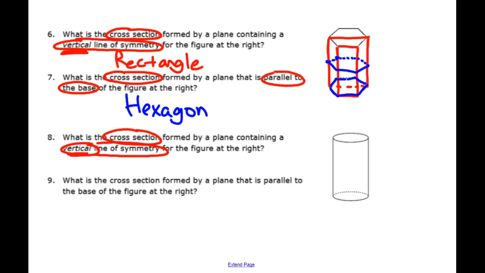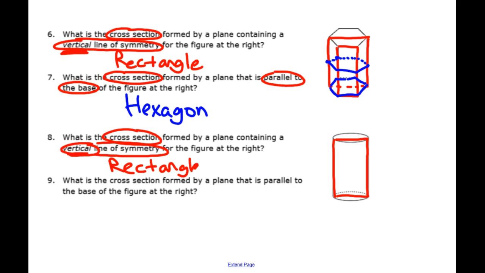So if you're not sure about the cylinder, look right here. If I cut it vertically, that would be along the edge, straight over, straight over. What is that shape? That's a rectangle. If you cut a cylinder vertically, that is definitely a rectangle, okay?